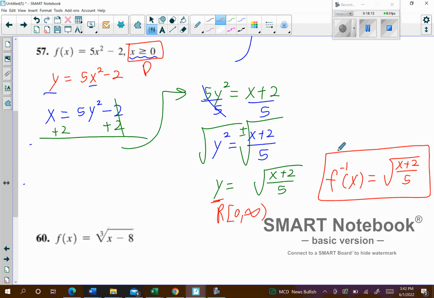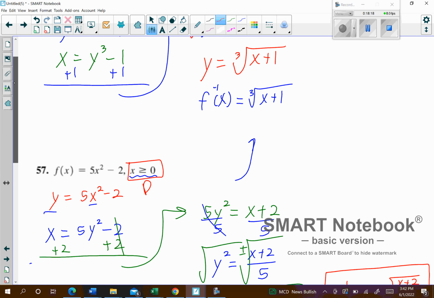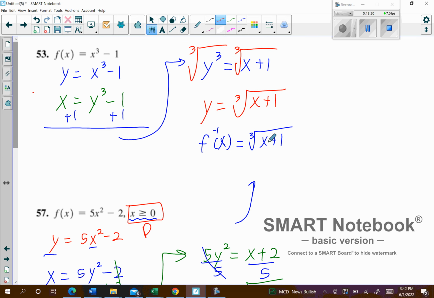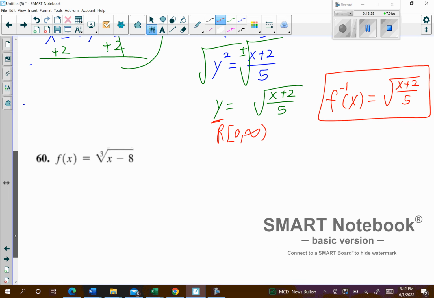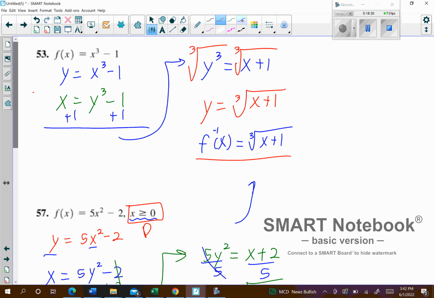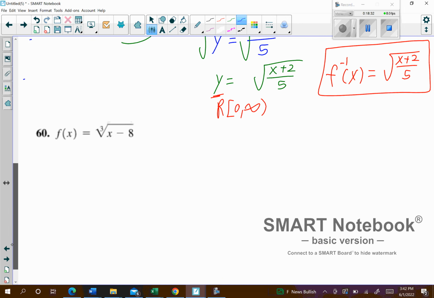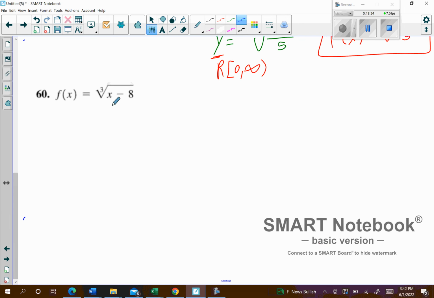Okay, last one, and this one's actually fairly simple. It's actually going to be the opposite of the previous one we just got done doing. So look at my answer here. That kind of looks like the problem. So we're just going to go in reverse here. By the way, on my domain on number 60, there are no restricted values, because when you cube root, it's okay to cube root positive and negative numbers, so that doesn't really cause an issue.